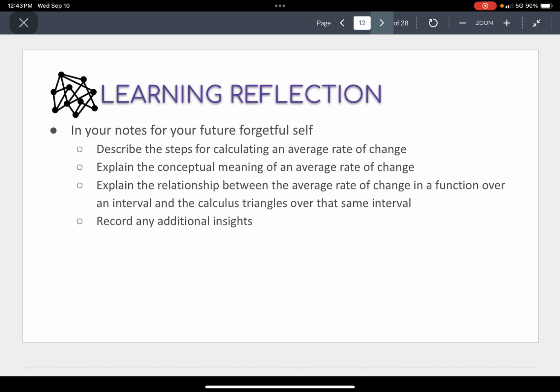Learning reflection. In your notes for your future forgetful self, describe the steps for calculating an average rate of change. Explain the conceptual meaning of an average rate of change. Explain the relationship between average rate of change in a function over an interval and the calculus triangles over the same interval, and record any additional insights. Pause the video and record your learning reflections.